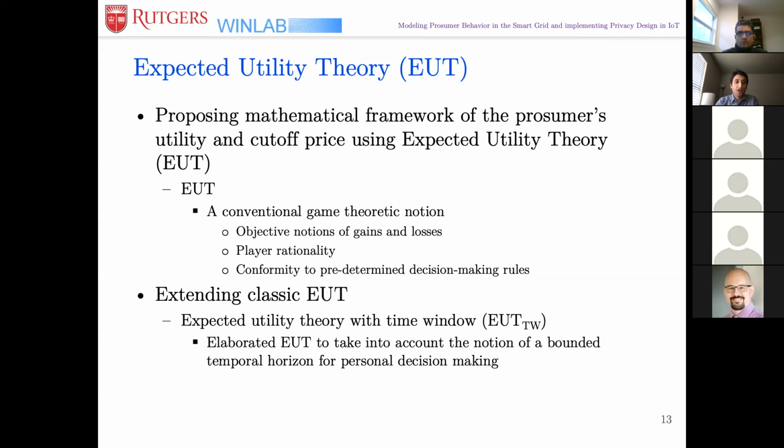Next, because of these drawbacks, we have an extension of the classic EUT to EUT with a time window. EUT with a time window is a new behavioral model that extends EUT to take into account the notion of a bounded temporal horizon. And this new behavioral model assumes that prosumers make decisions that will affect their lives within a bounded time window, regardless of how far into the future their units may be sold.